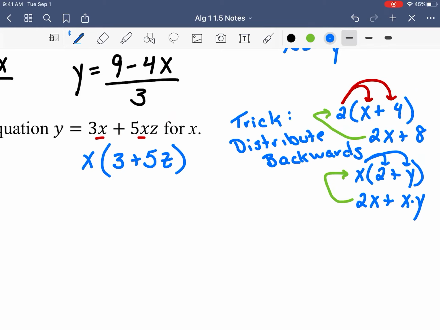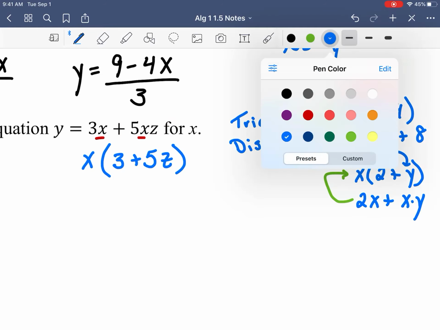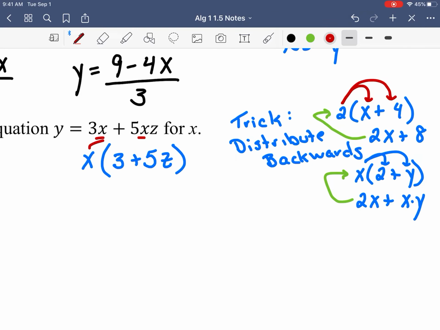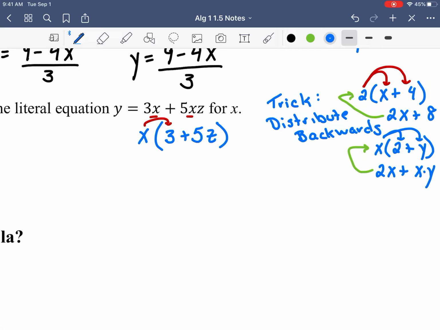So now I always double check at this point. If I distribute back in, take the 3 times the x, yep, I get the 3x. I'd get back up here to where we started. And take the x times the 5z, yep, I'd get back up here to 5xz. Okay, so that's using the distributive property backwards. But what that did is that turned 2 x's, we still have y equals, an x here and an x here, now into just one single x in front.